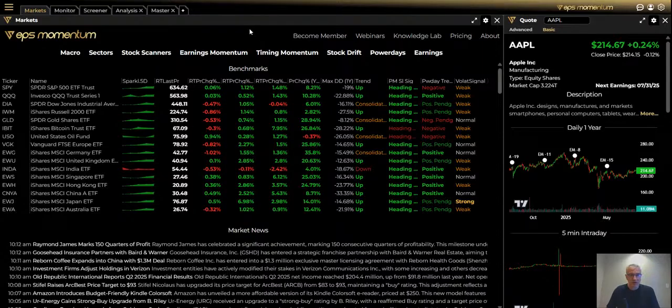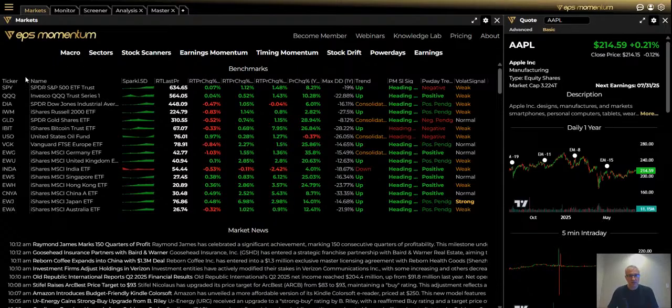So you land on the markets page, which is the page where you would monitor the benchmarks and sector and other things. You have quick links on the top where you can click on stock scanners, earning momentum, time momentum, stock drift, power days, earnings. So there are unique tools that you can see here, and we're adding more and more of them every week, to be honest. Okay, so let's start with this.